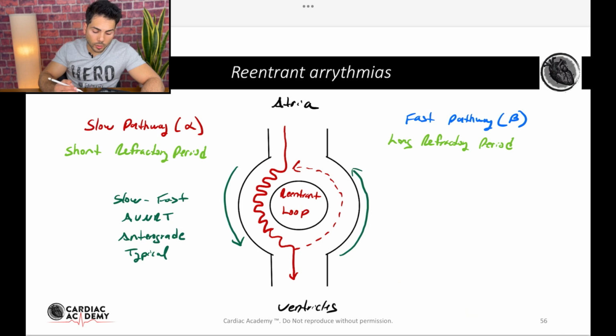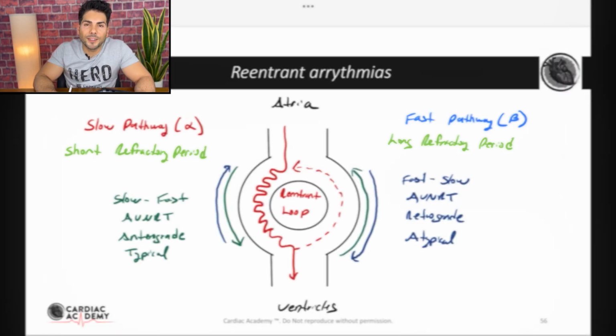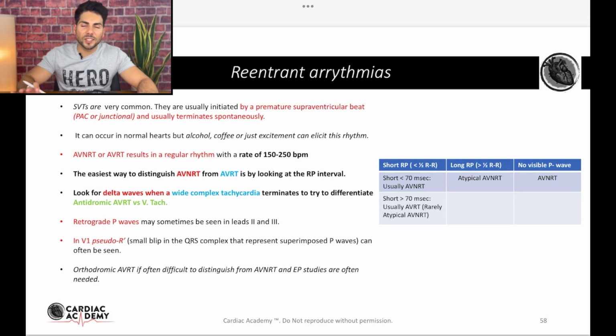But when this happens the other way around, when it goes down the fast pathway and then up the slow pathway, it is called a fast-slow AVNRT, also known as a retrograde or atypical AVNRT, okay? Very good. Let's establish some concepts.